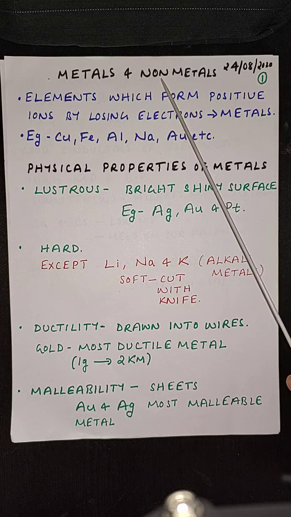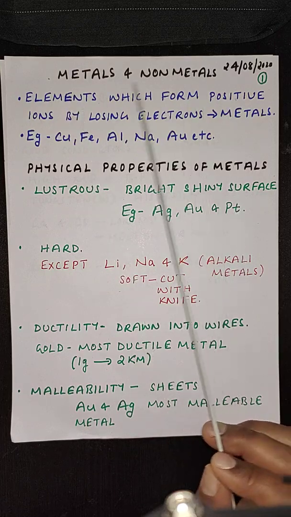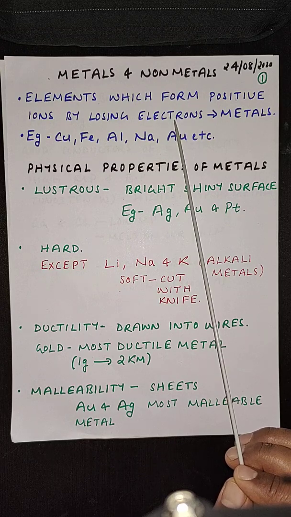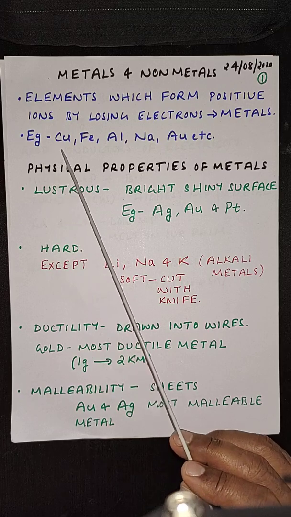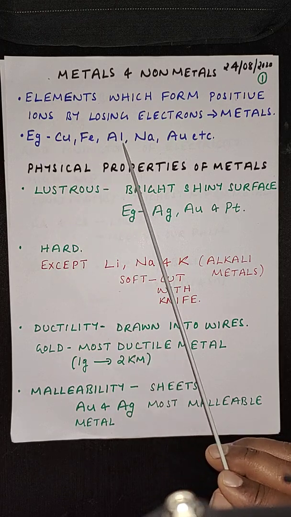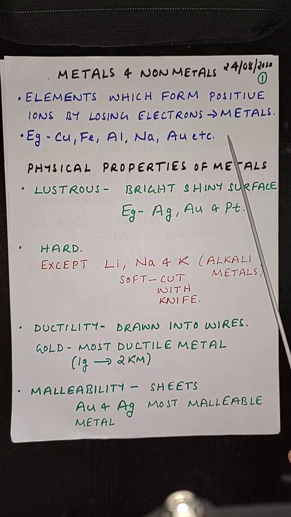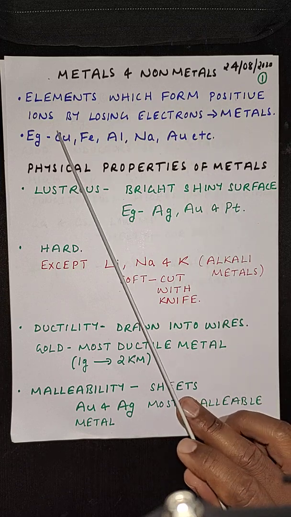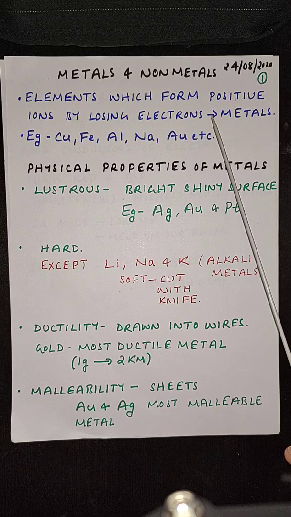Now, how can we define metals? Metals are those elements which form positive ions by losing electrons. There are many examples for metals given in the textbook. Example: copper, iron, Al is aluminium, Na is sodium, Au is gold, etc. There are many. Remember here the elements which form positive ions. How? By losing electrons. So we call them metals.